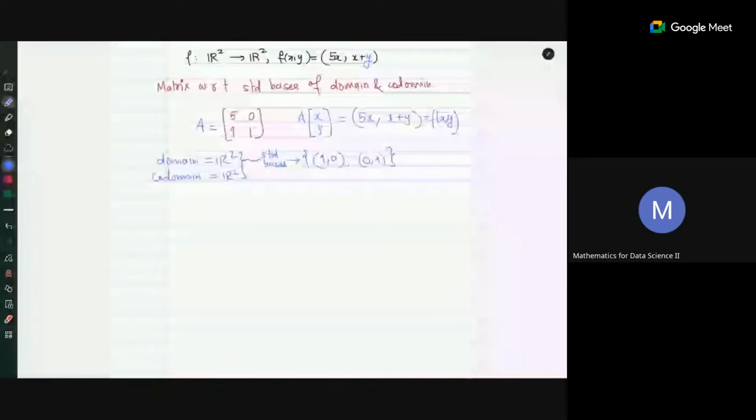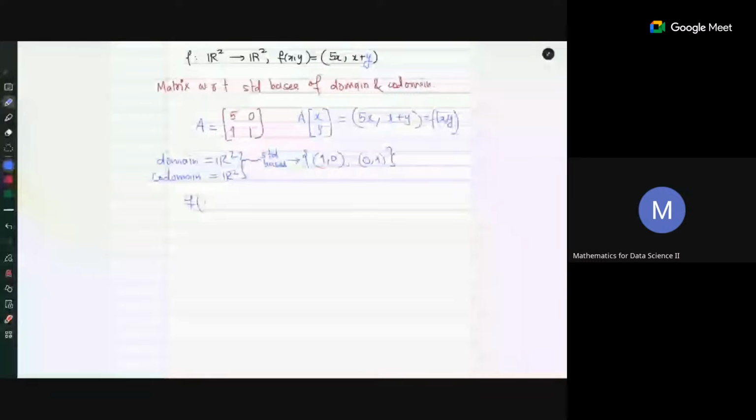All right. Now we need to represent this matrix. So let's look at the image of the domain. I'm applying a function on the domain, so I will look at the image of each basis vector under this map. Okay, so let's do that.